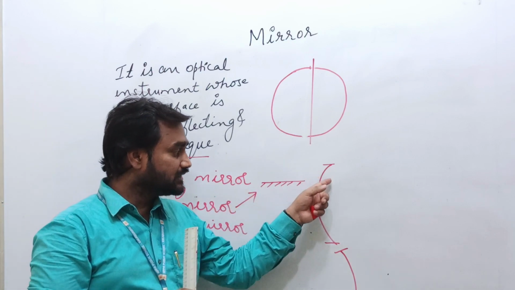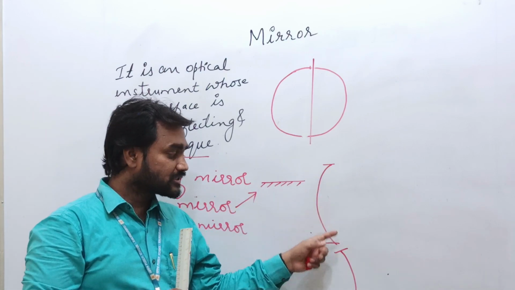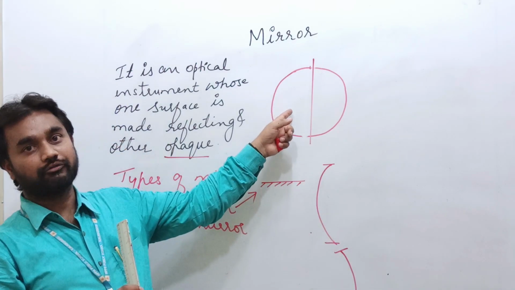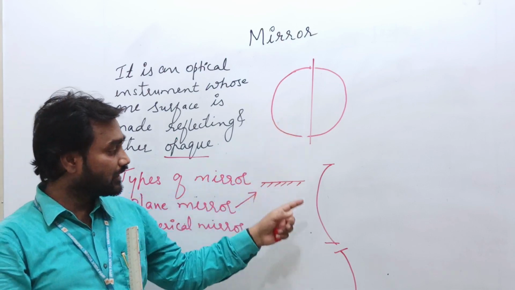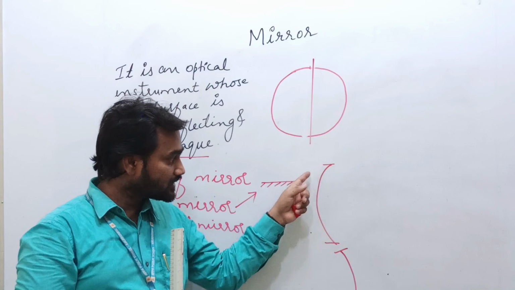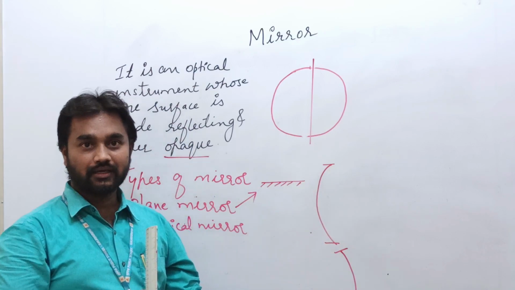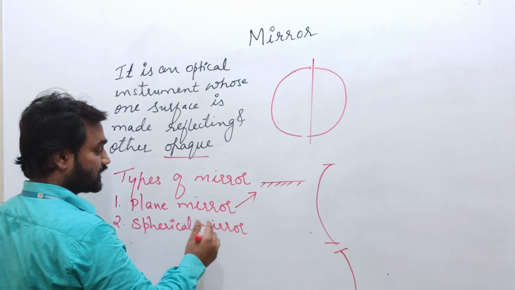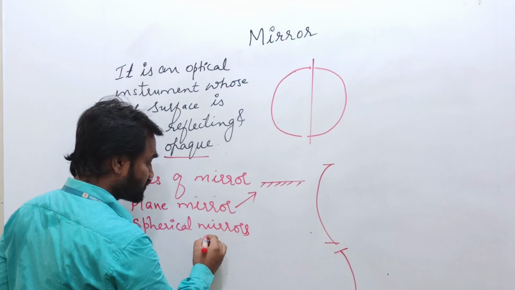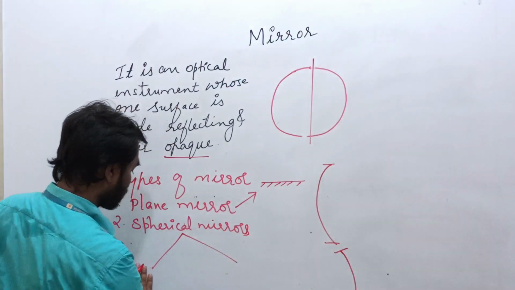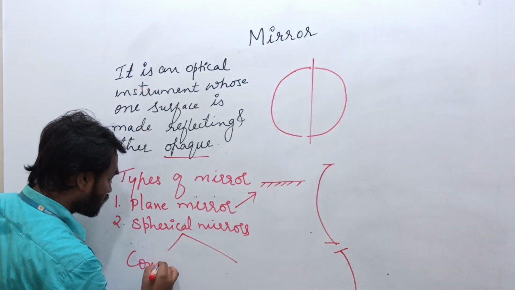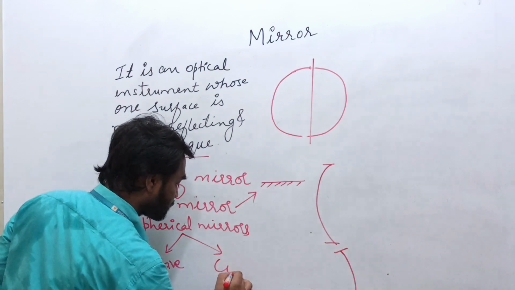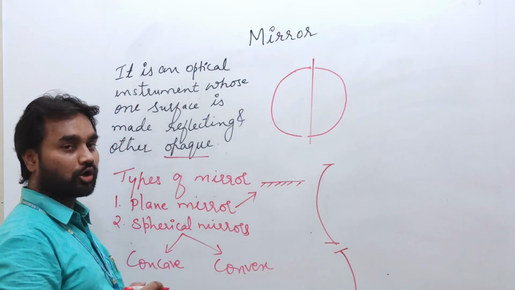So here, these two types of spherical mirrors are a part of this hollow sphere. When I separate them, I can see one is curved outwards and one is curved inwards. So what are these two types called? In spherical mirrors there are two types: one is concave mirror and the other one is convex mirror.